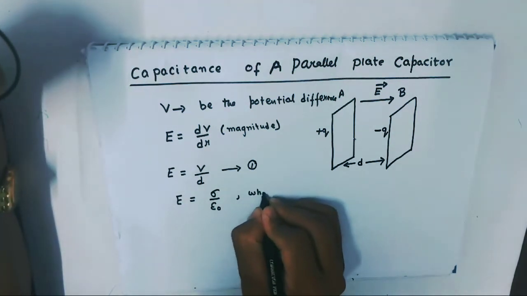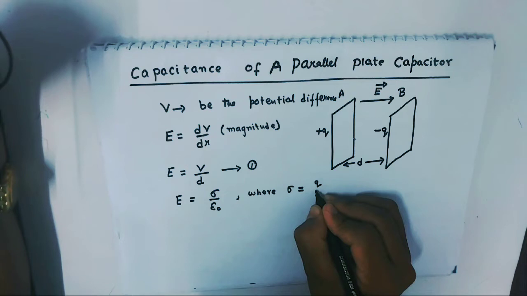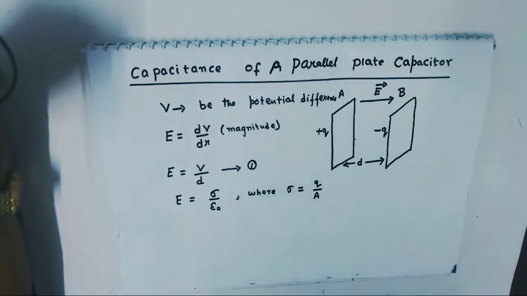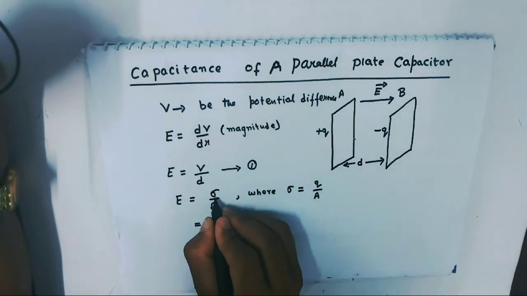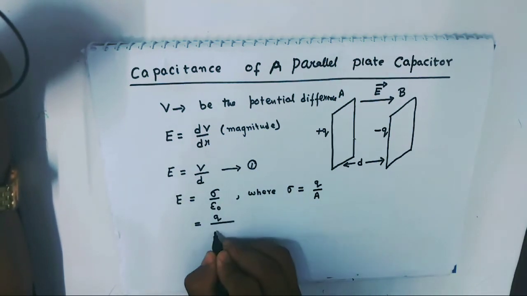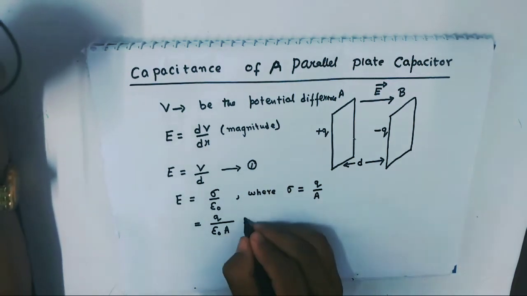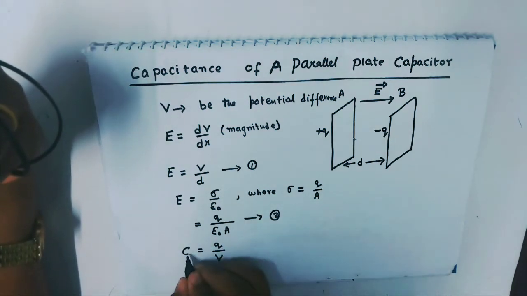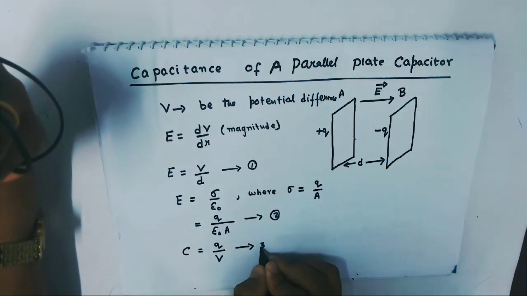where sigma is equal to Q divided by A. Here A is the area of the plate. So if we substitute this value of sigma in this equation, we can write Q divided by epsilon naught A. So this one. We also know that C equals Q by V. So let me mark this one.